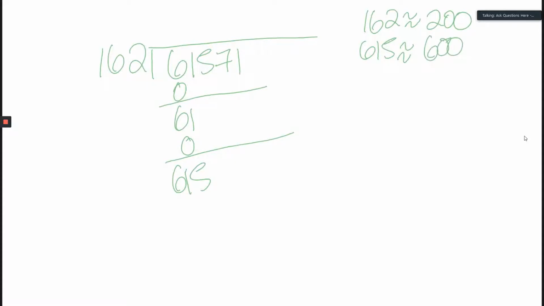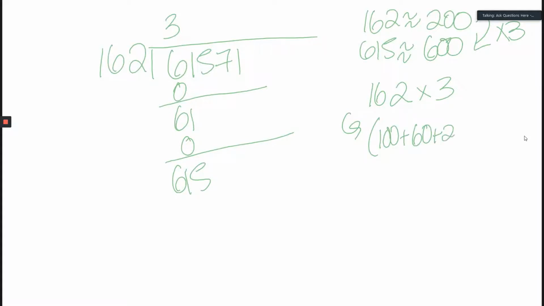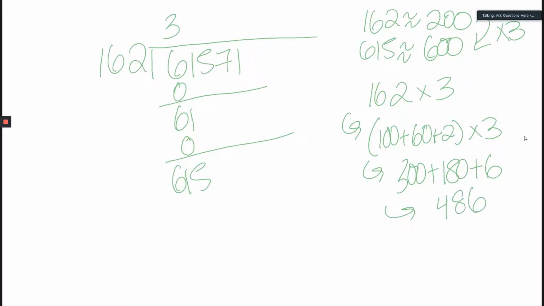So 200 can go into 600 3 times. So we can write out our 3 over here. So we can do 162 times 3. Use our distributive property. So 100 plus 60 plus 2, times our 3. So then we get 300 plus 180 plus 6. That should get us 486. So now we can subtract 486 from 615. If you do the math for that, you should be getting 129.